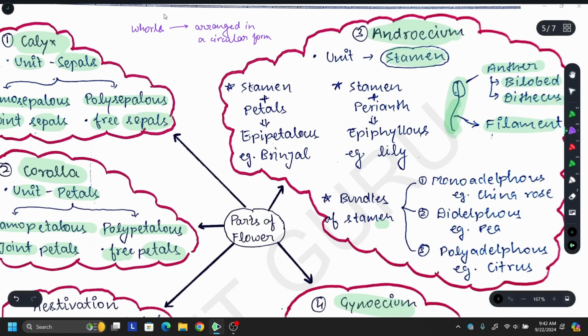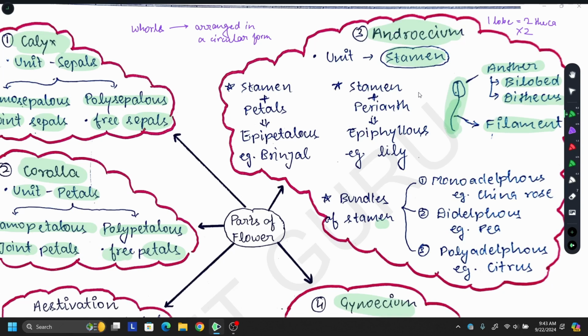Now you have to remember that each lobe has 2 theca. One lobe has 2 theca, and there are 2 lobes, so there are a total of 4 theca. You have to multiply by 2 and there will be a total of 4 theca. So anther is bilobed and diathecous. The word bilobed means there are 2 lobes in the anther, and diathecous means there are 2 theca in each lobe. Theca basically means a bag-type structure, or you can say a kind of division.